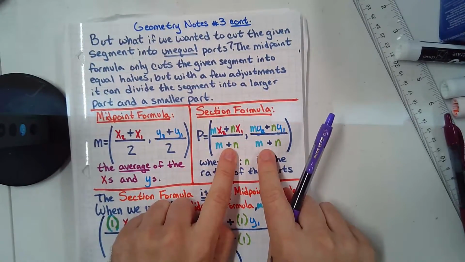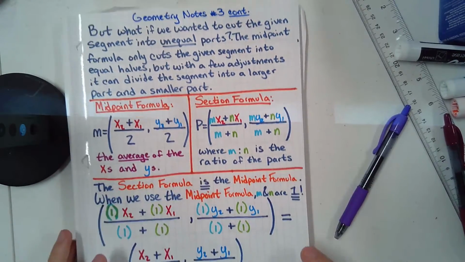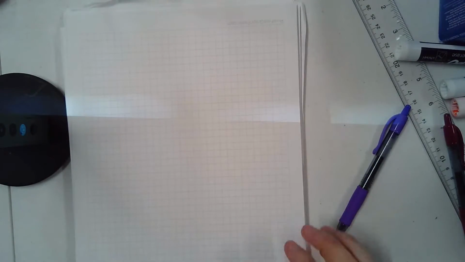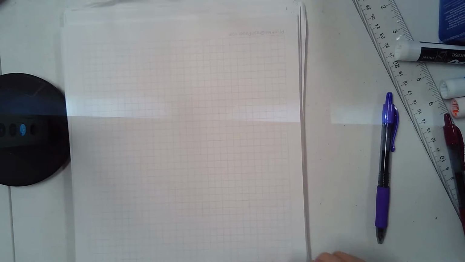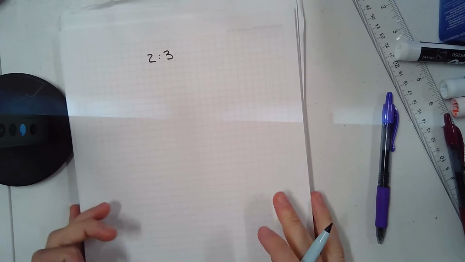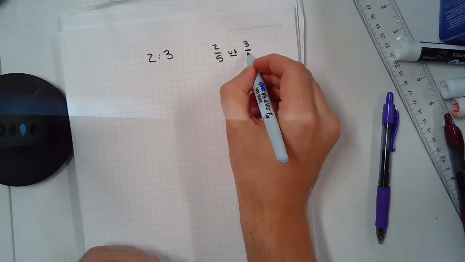You can divide it up however you want. You can divide it up 2 to 3, right? A 2 to 3 ratio. That means M's 2 and N's 3. In that case, we'd have a 2 here and a 3 there. So we have 2 y2s and 3 y1s. Now, why do we divide by m plus n? Well, here's why. If I've got a 2 to 3 ratio, we know that's asking for 2/5 versus 3/5, yeah?